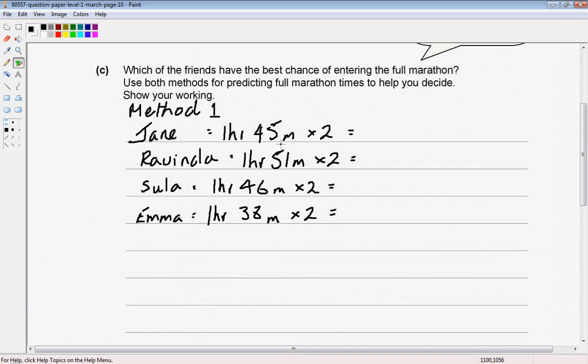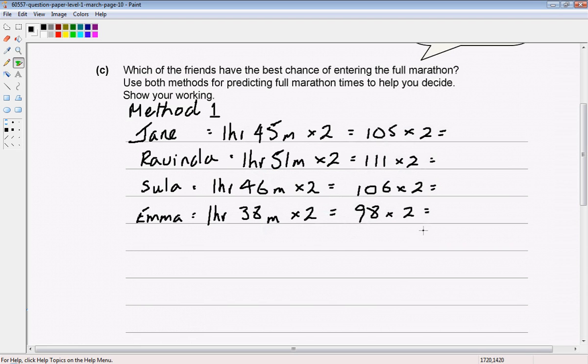Now I would suggest that you convert these into minutes, because some people find this easier. So an hour and 45 minutes, that would be 60 plus 45, which is 105 minutes multiplied by 2. This would be 60 plus 51, which would be 111 multiplied by 2, and so on. So we have 106 multiplied by 2, and we have 98 multiplied by 2.